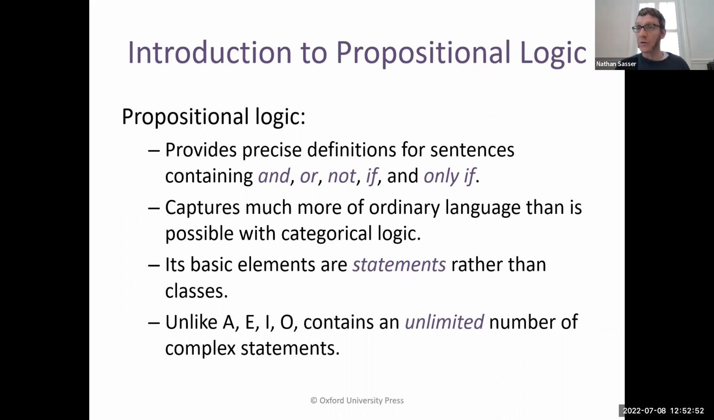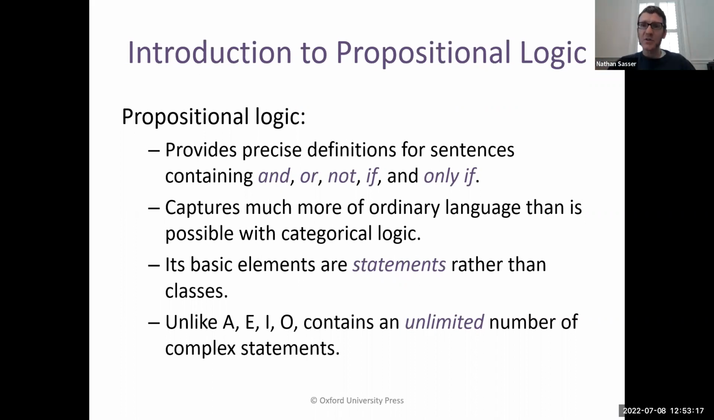Propositions are statements that are either true or false. Now, dog, which is the basic building block, a class term in categorical logic, dog isn't true or false. You have to say something about dogs to make it true or false, to give it a truth value. But the basic building blocks of propositional logic are these propositions, which are true or false.